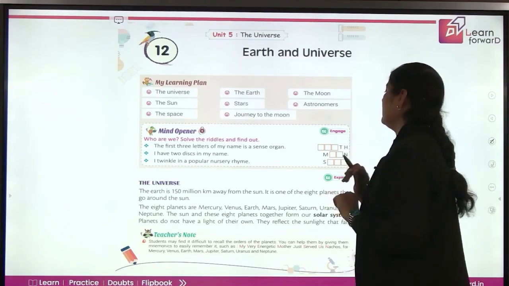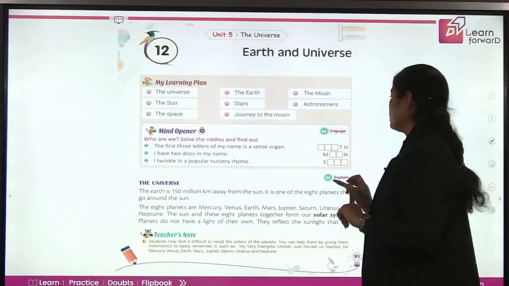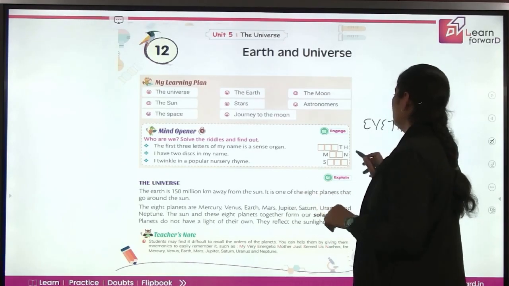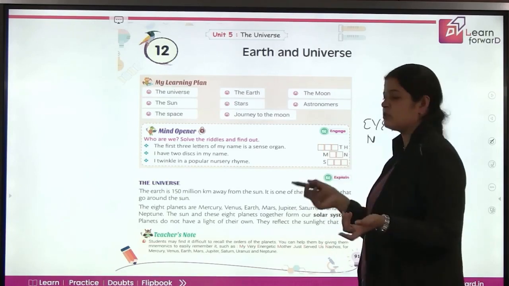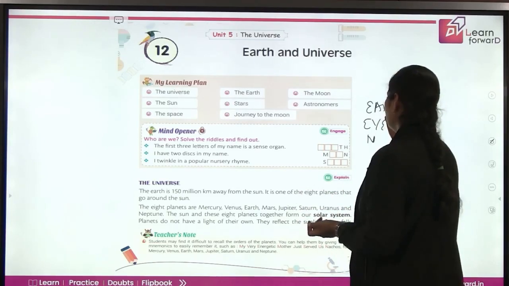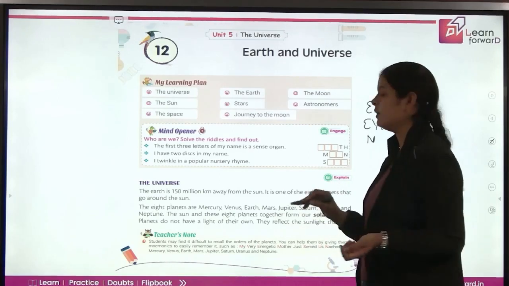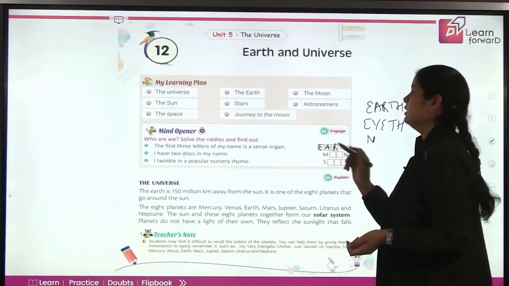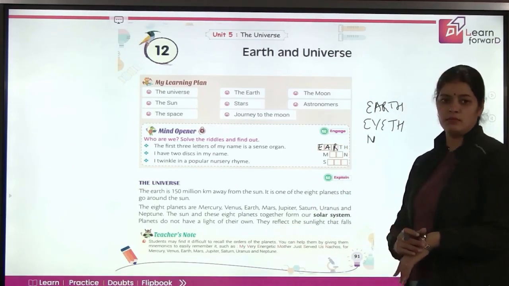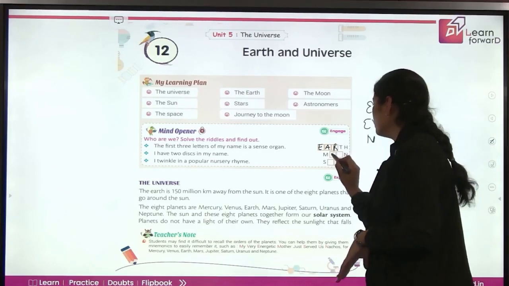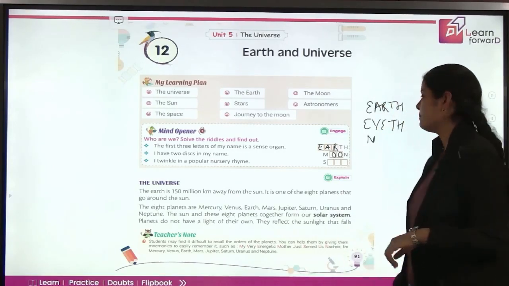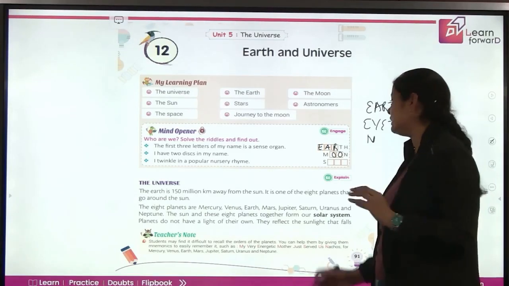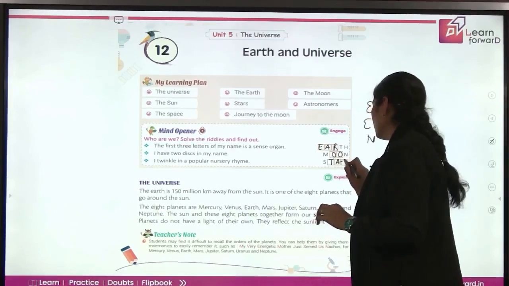But there they are writing TH also. So you cannot write EYE here, TH, nothing. You cannot write nose because 3 blocks are there. So what is left is EAR, that is ear, and TH is earth. Okay. So this is EAR, earth. Now I have 2 discs in my name, 2 discs. So moon, 2 discs. Okay. I twinkle in a popular nursery rhyme. Twinkle, twinkle, little star. Okay, fine.